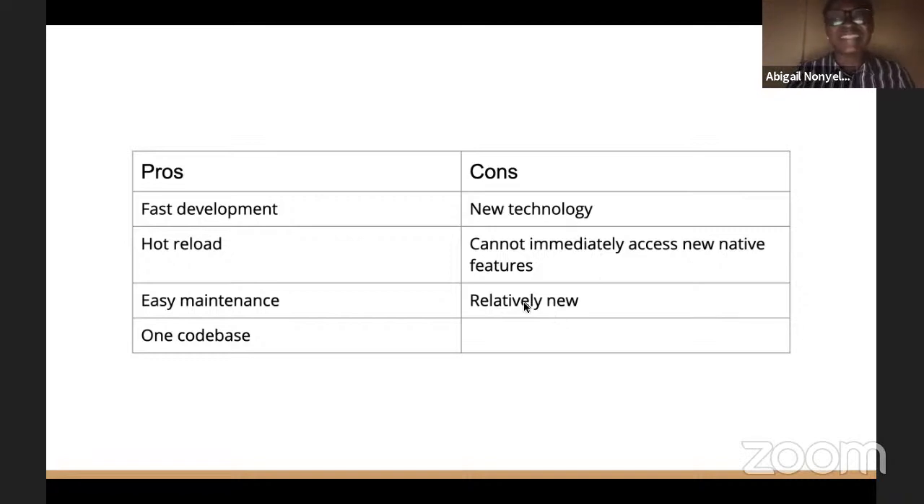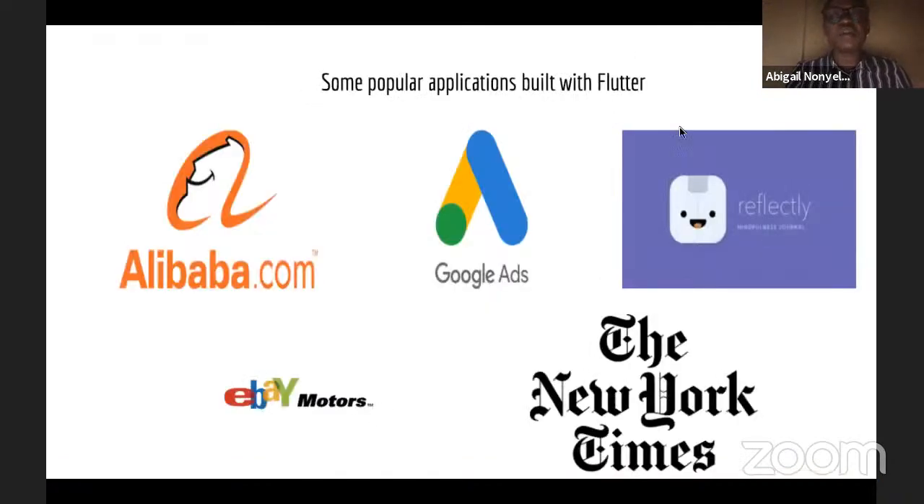Already covered that. So here are a couple of examples of applications that were built with Flutter. We have Alibaba.com, we have Google Ads, we have the Reflectly app, we have eBay Motors, and New York Times. There are a ton of other applications that are built using Flutter, but I thought to just limit it for the sake of this presentation.